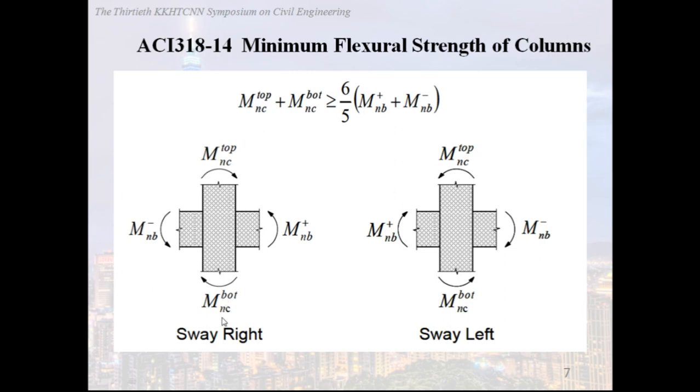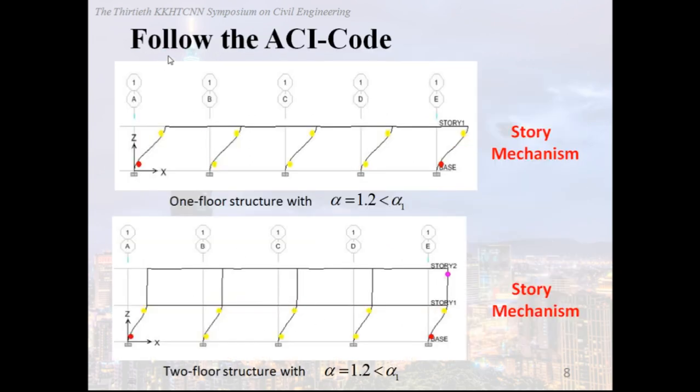The first one is the frame moving west to the right, and the second one is the frame moving west to the left. And because the positive and the negative moments of beams are usually not the same, we need to consider both of them. If we follow the ACI code to establish the ETABS model, we found that the results are all beam mechanism. One floor structure or two floor structure.